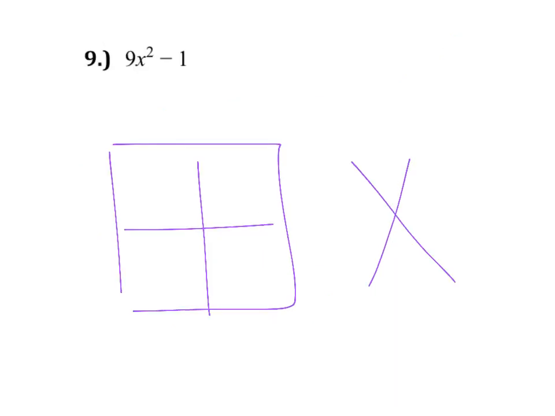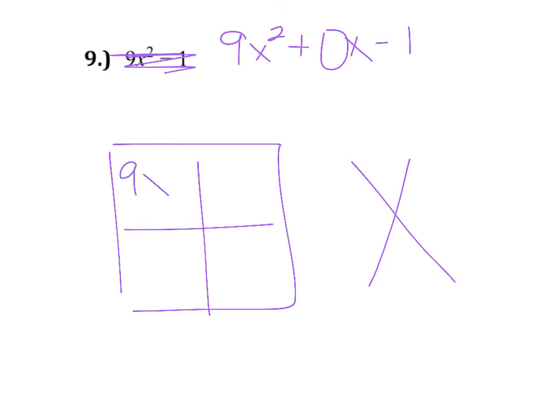Yay, we made it to problem 9. So this problem looks slightly different, but it is the same process. So first of all, you have a 9x squared, and you have that negative 1, the constant. So first thing I'm going to do is rewrite my problem, and I'm missing my middle term, my x term, so I'm just going to plug in a 0. It is the same problem, it's just we're now putting in a 0x kind of as a placeholder.